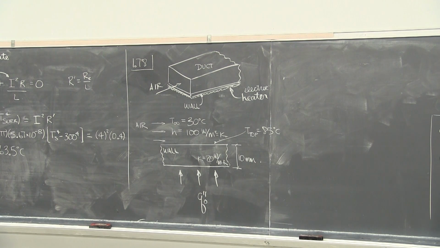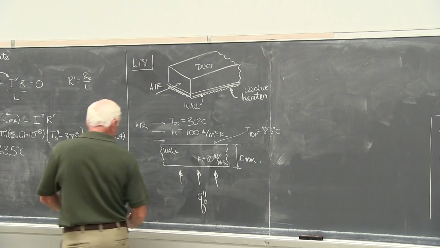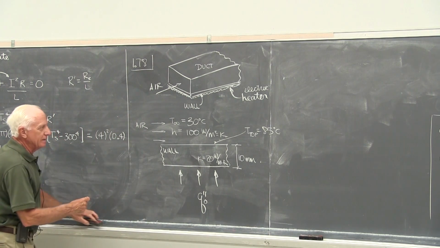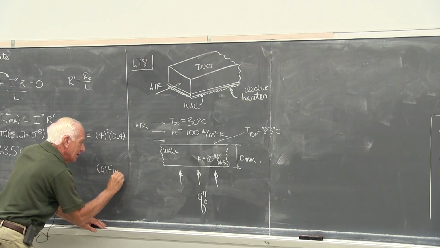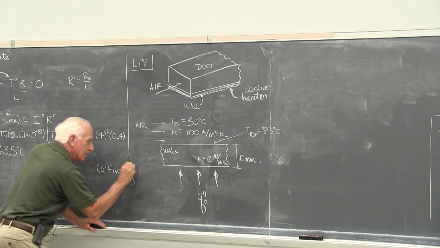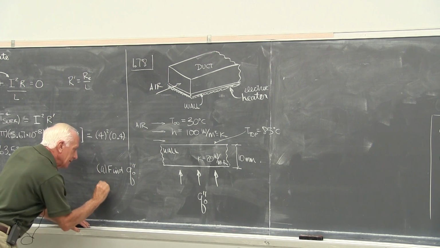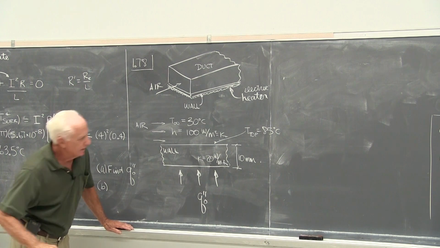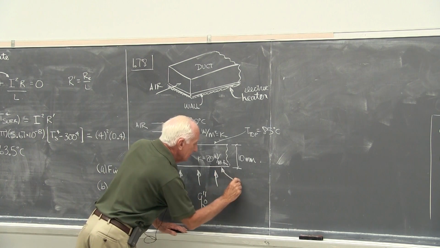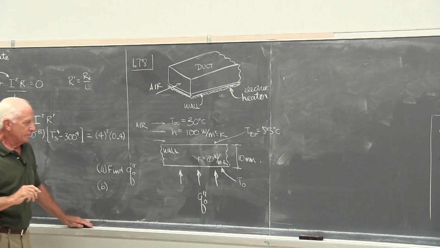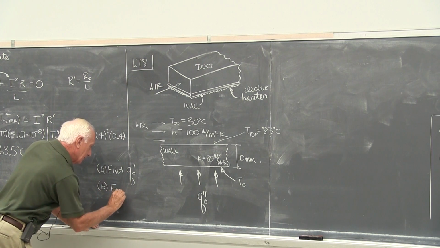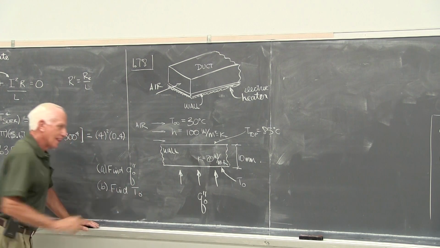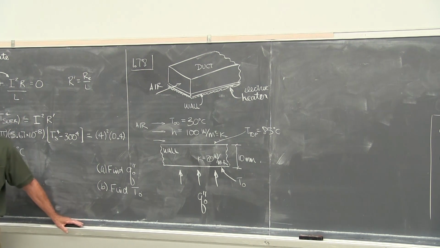Find, number one, how much heat this electric heater has to put out. So part A, find how much heat the heater has to put out. And part B is find the temperature at the bottom, which is called T naught. Find T naught, to make sure the heater doesn't get too hot and burn out.